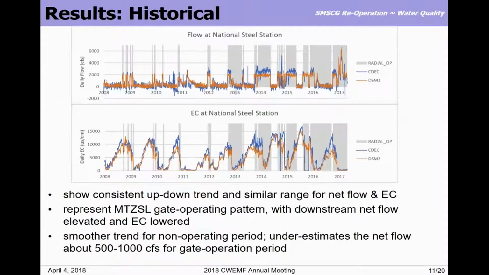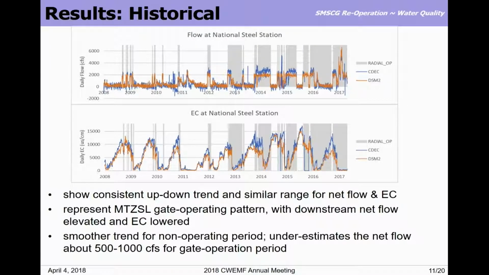So take a quick look at the time series. I know the numbers could be good, but let's see what the real time series is like. Here is showing National Steel. The upper one is flow, and the lower one is EC. I don't know if you can see clearly the gray area. That's the gate operating time, the blue one is field data, and we have DSM2 in orange. You can see we're pretty consistent with both. We have it in the range, and we also catch the ups and downs very well.